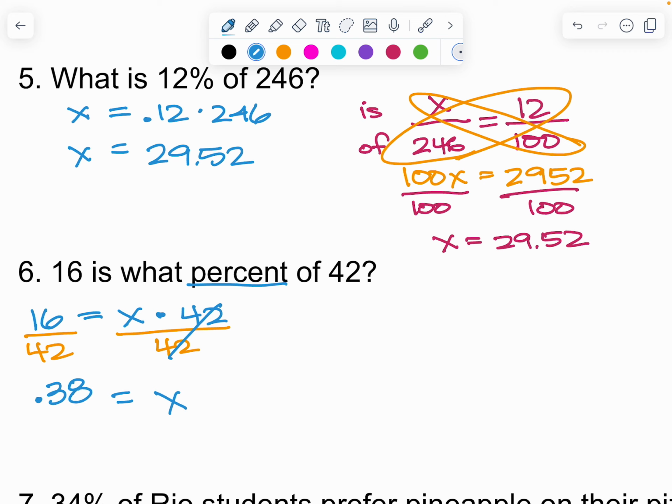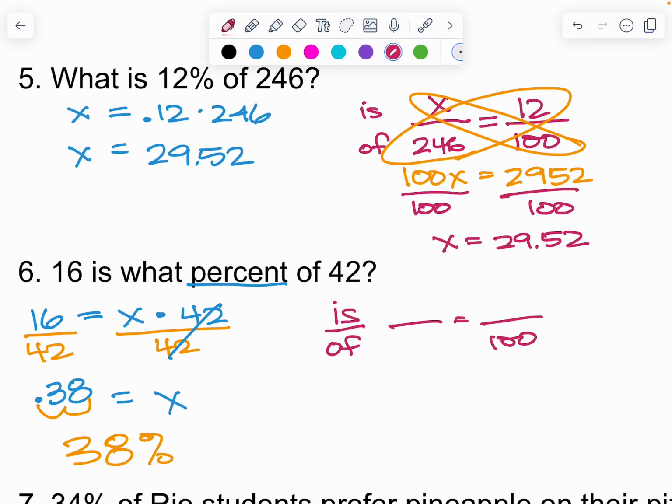Ta-da! 0.38 is not a percent. Multiply by 100 or just move it over. You should get 38%. Ta-da! All right, now I'm going to do the right-hand side with is over of using a proportion.